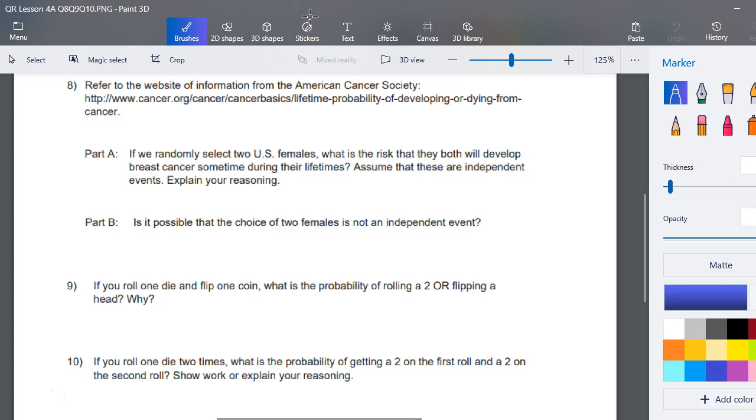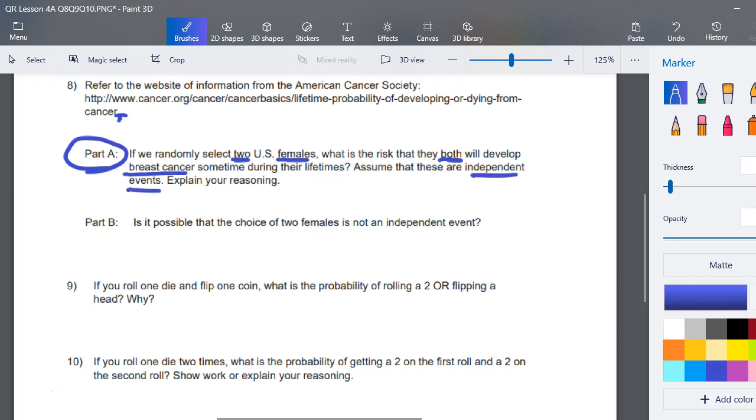This first part says, refer to the website of information from the American Cancer Society. Here's the website. And don't include that period. It'll really mess you up. Part A: if we randomly select 2 United States females, what is the risk that they both will develop breast cancer sometime during their lifetimes, and assume that these are independent events.